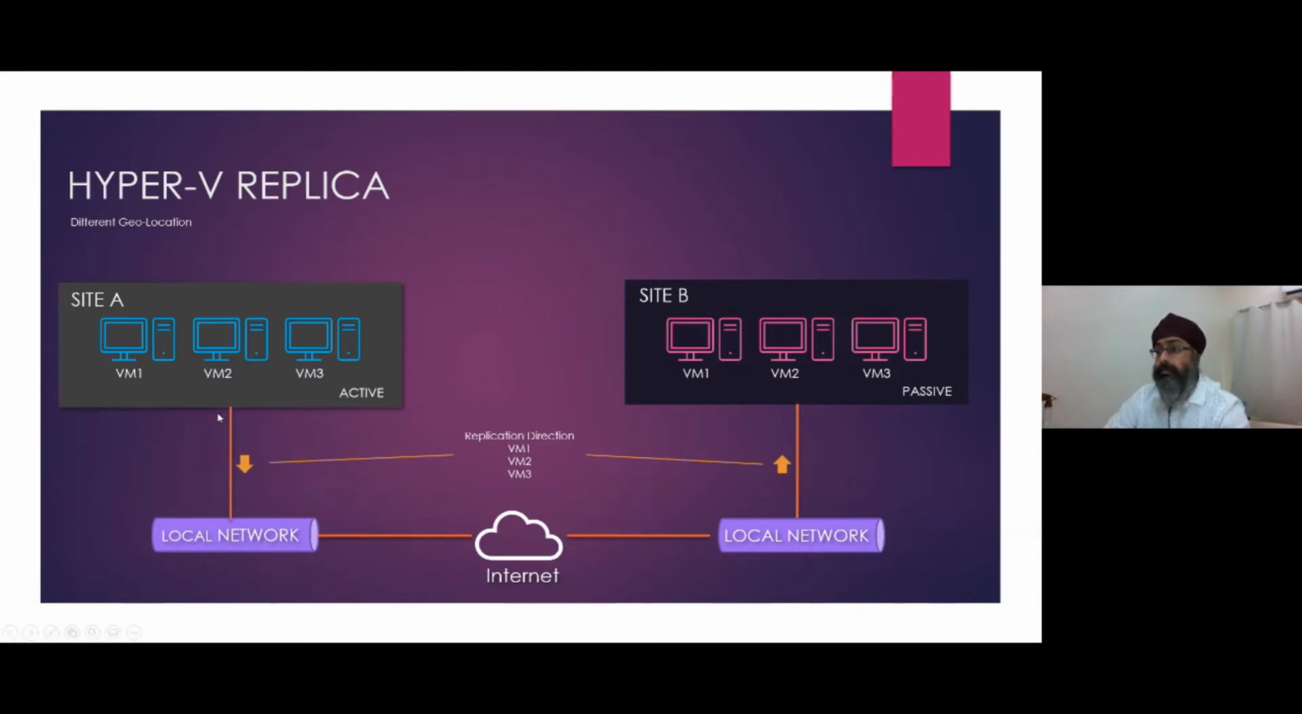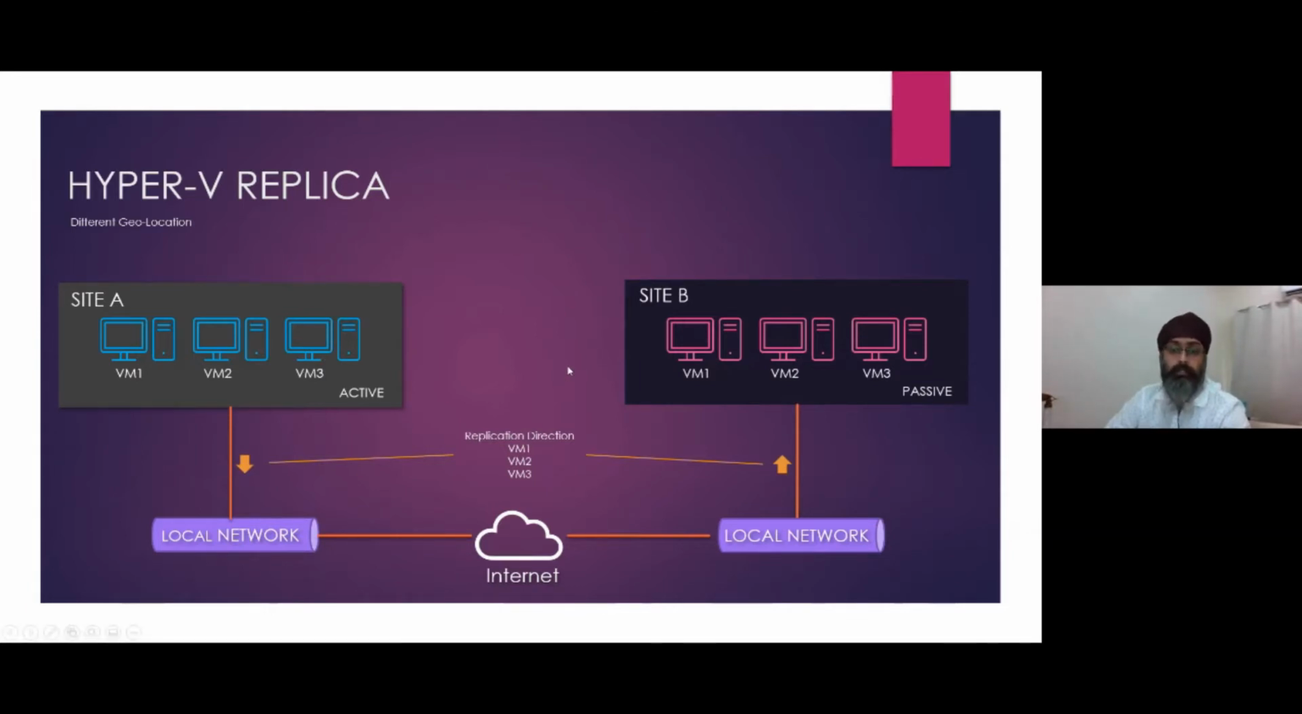And then same as previously, once site B is active, replication will move backwards to site A. Once site B is active, and this turns to passive. I'll show you that in a while, how that is done.